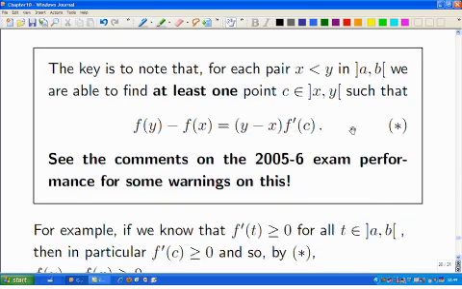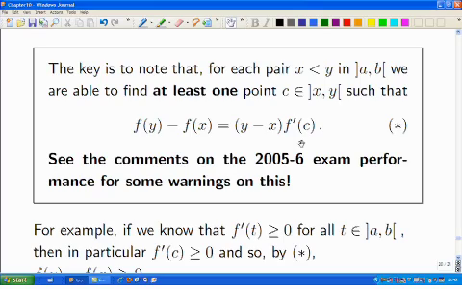Well, you take a pair of points x and y in your interval, and you want to compare the values there. And you notice that f of y minus f of x, by the mean value theorem, is going to be y minus x times the derivative somewhere in between. You don't know where your value in between is. You don't know which c it is, but it's somewhere in between.